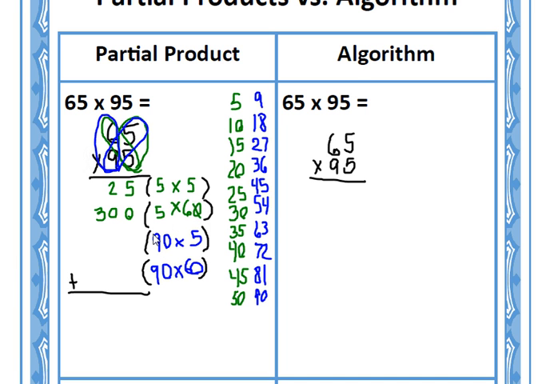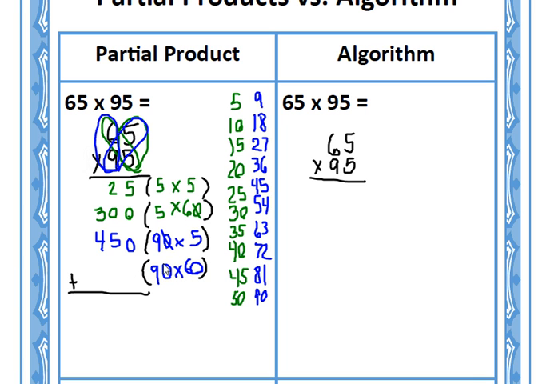All right. 90 times 5, how many zeros in our factors? 1. So we're going to have at least 1 zero in our partial product here. 9 times 5, I can go 1, 2, 3, 4, 5, or since this is 5s, 1, 2, 3, 4, 5, 6, 7, 8, 9. It ends up being the same thing, 45. So 90 times 5 is 450. All right, and then 90 times 60.